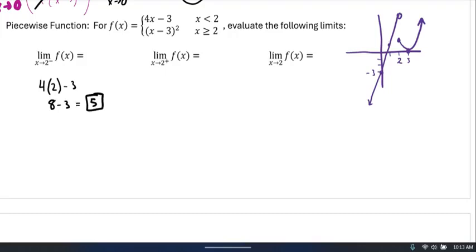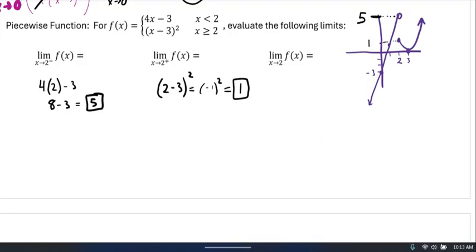Whereas if we come in from the right, getting closer and closer and closer, we're getting close to this point here at the bottom. So we have to plug it into this function, the secondary function. So we're going to plug it into x minus 3 squared. And we'll get 2 minus 3 squared, or negative 1 squared, or 1. So if you come from the left, it approaches a value of 5 right here, as I'll show you on the graph. But if you come in from the right, it approaches a value of 1 right there.